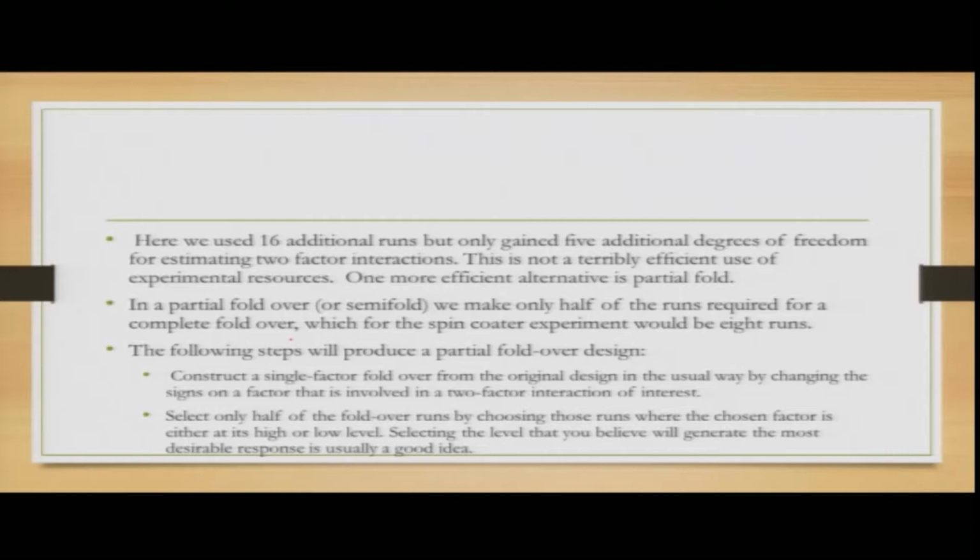The following steps will produce a partial fold over design. So, construct a single factor fold over from the original design in the usual way by changing the signs on the factor that is involved in the two factor models. Select only half of the fold over runs by choosing those runs where the chosen factor is either at its highest level or the lowest level. Selecting the level that you believe will generate the most desirable response is usually a good idea, and based on that we can basically formulate the model accordingly.